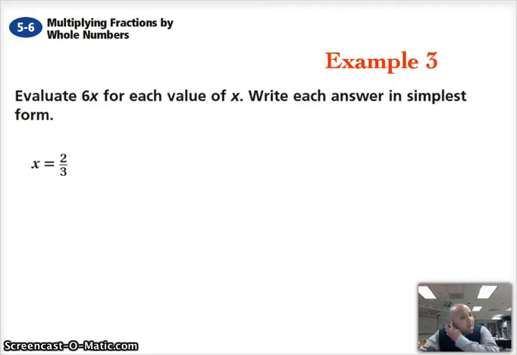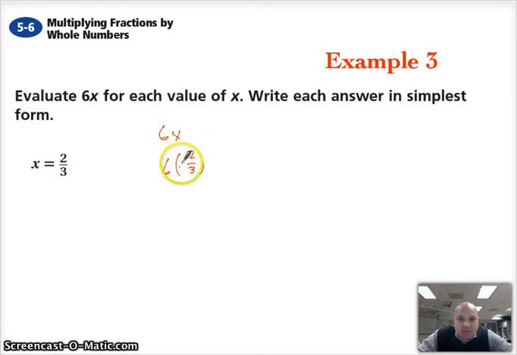Example 3. Here we're doing a little bit of algebra. We're just going to substitute a fraction for a variable. Here it says evaluate 6x for each value of x. Write each answer in simplest form. X equals 2/3. So we're going to take 6x, or 6 times x, and replace x with 2/3.